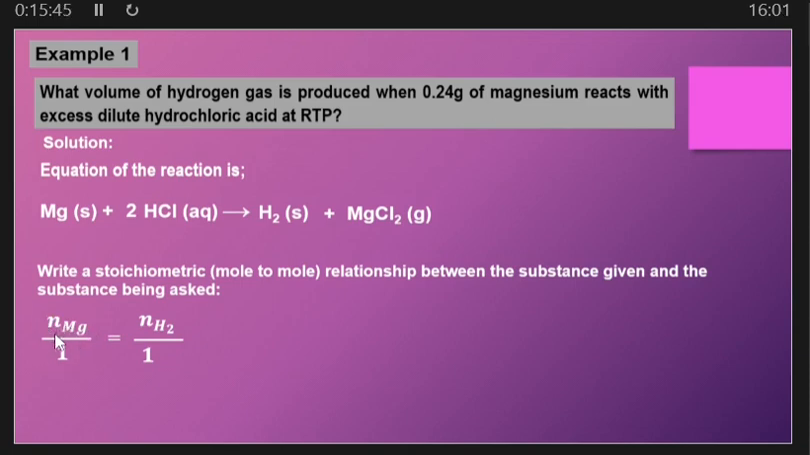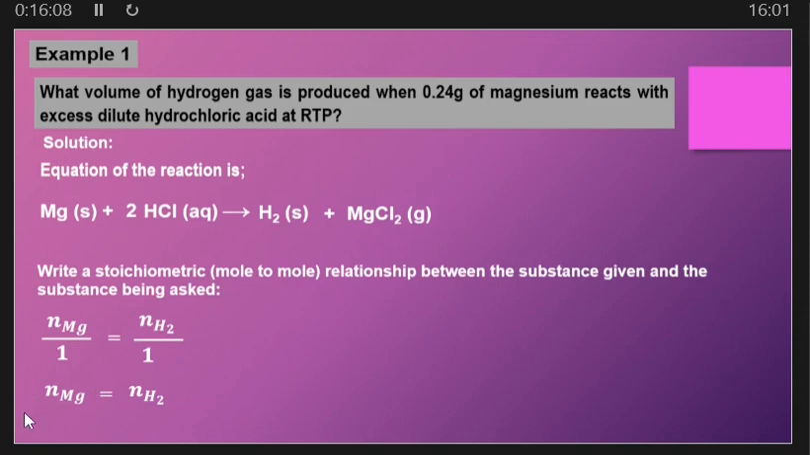Now what you should understand is that anything divided by 1 is that thing. For example, number of moles of magnesium divided by 1 will be just number of moles of magnesium, which equals number of moles of hydrogen gas divided by 1. It will give us the same number of moles of hydrogen gas.